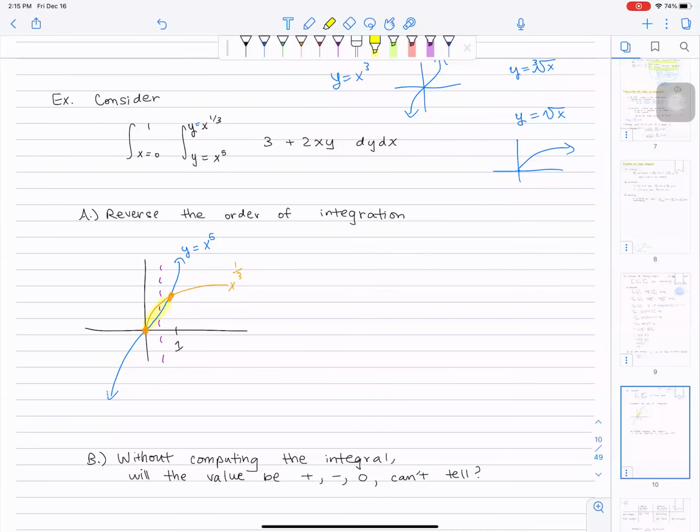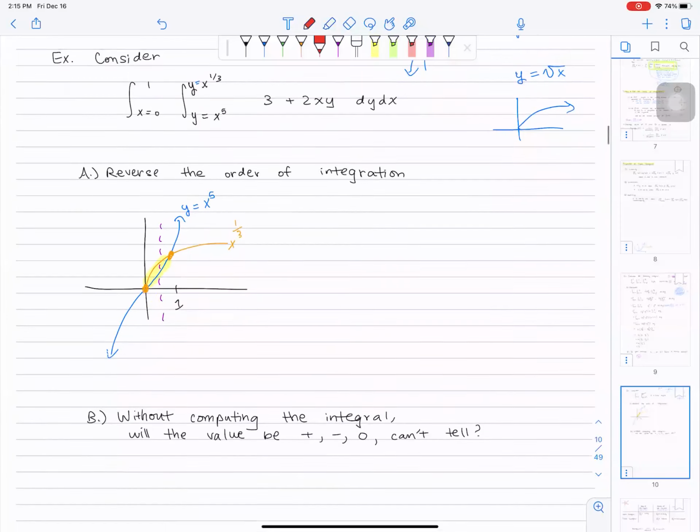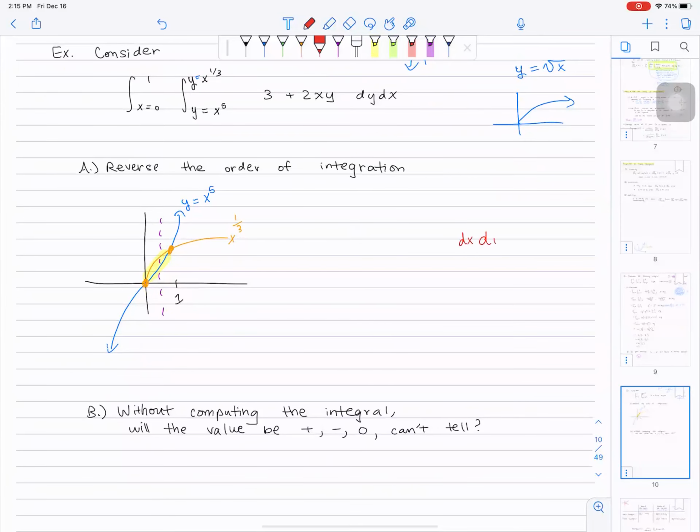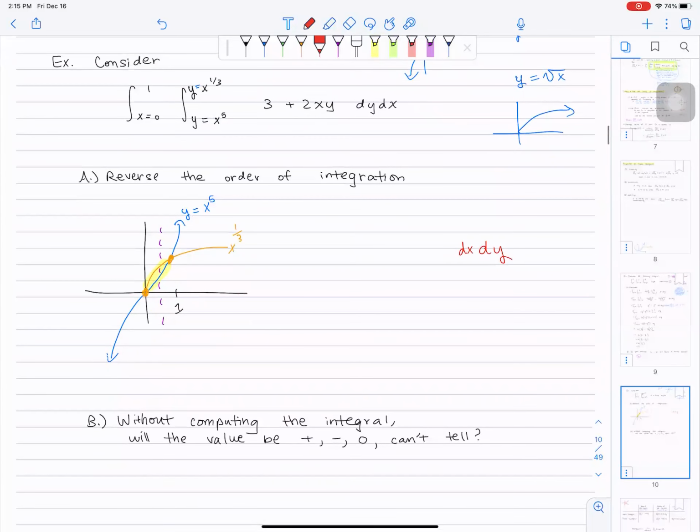Now to reverse the order of integration, what do we do? Say I want to do dx dy now. That means I draw a line in the increasing x direction. What curve does it enter first? It enters my orange curve. But I need to write it as x equals something. So if my orange curve is y equals x to the 1/3, that means if I cube each side, I get y cubed equals x. So I get x equals y cubed as my lower bound.